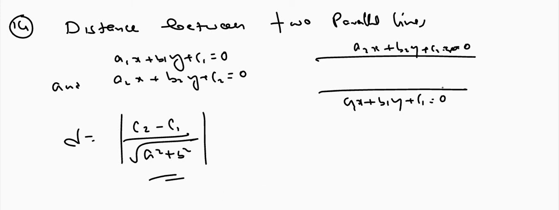Clear? Okay, we will discuss some problems in our next module. Here, for the lines a1x plus b1y plus c1 equal to 0 and a2x plus b2y plus c2 equal to 0, the distance between these two parallel lines is modulus of (c2 minus c1) divided by root of a square plus b square.